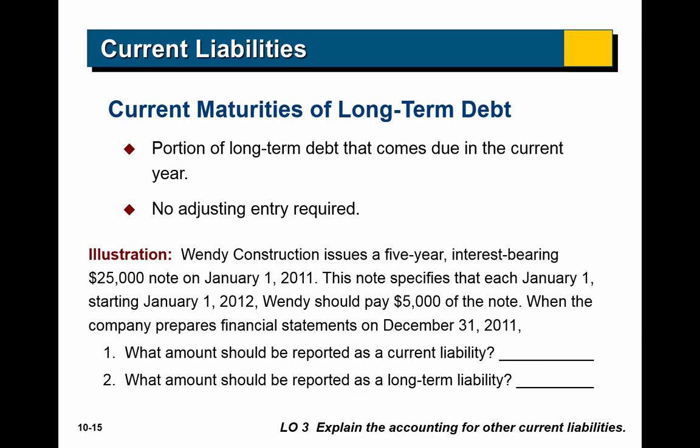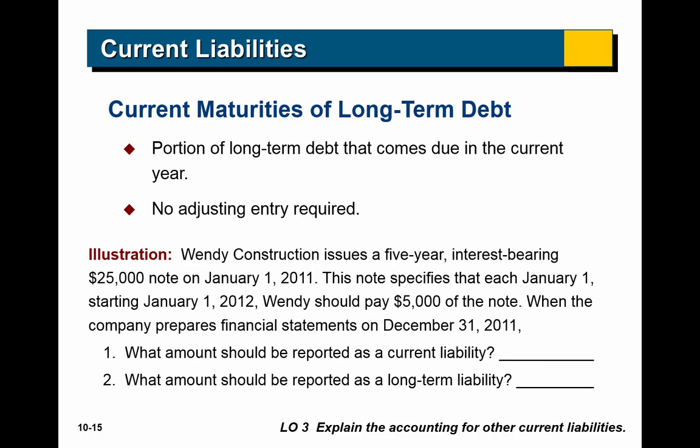There's also what's called current maturities of long-term debt. Long-term debt always has a part of it that's going to be due in the next year, so we want to show that as current. That's important to someone looking at our balance sheet because it helps them understand that some of our long-term debt is going to be due in the next year. So no adjusting entry is required.